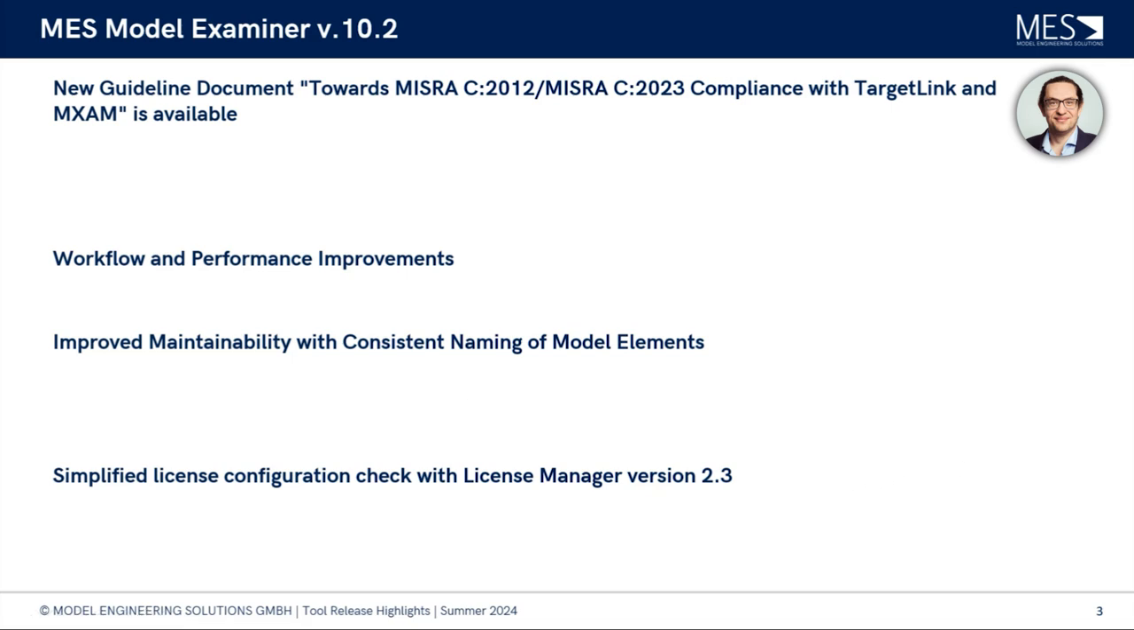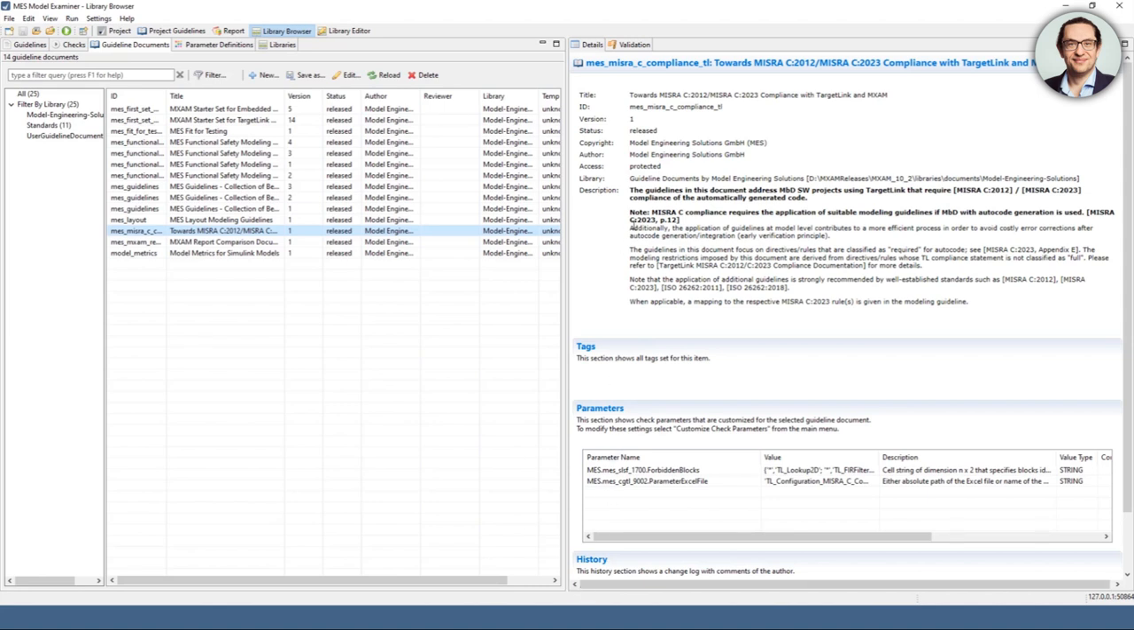So I think then we can head over into the tool and show you the new document, again titled Towards MXAM Compliance with Target Link and MXAM. This new document is aimed at projects where the generated code, or the generated Target Link code, is required to be compliant to the MXAM standard. And this document supports those software projects in order to decrease the guideline violations on the autocode level.